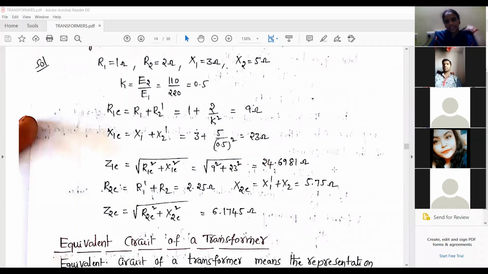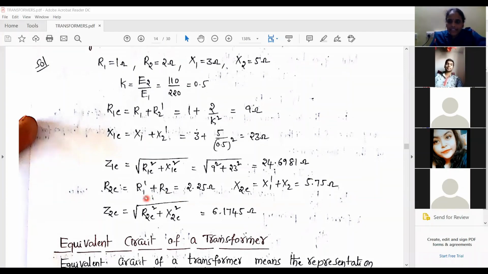Similarly, you transfer all the primary parameters to the secondary. Now, what is my primary parameter? I am transferring it to the secondary. That is R2 equivalent resistance that I want to find out at the secondary. Already we have a resistance called R2 in the secondary. I am transferring the primary resistance to the secondary. It becomes R1 dash plus R2. This is my total resistance in the secondary winding of the transformer. Is it clear?